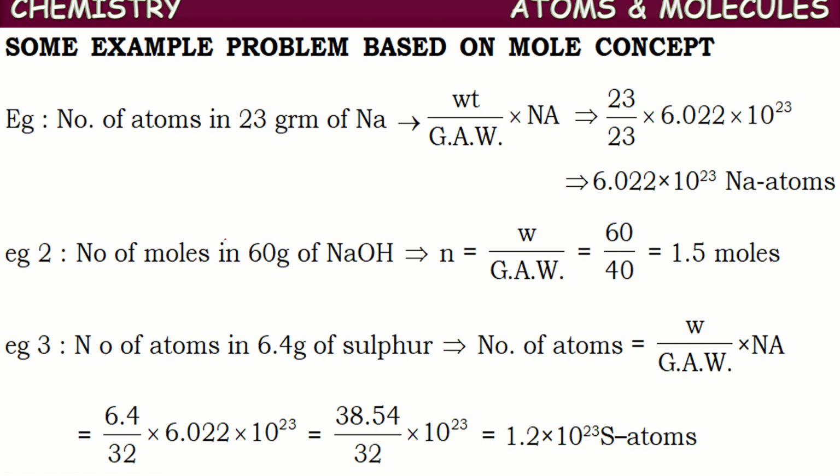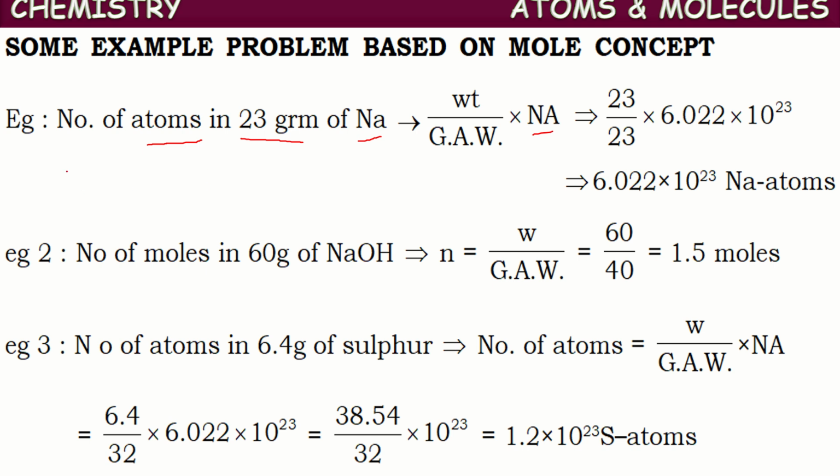Now, some more example problems based on the mole concept. Number of atoms present in 23 grams of sodium. See here, we need to identify first whether it is atoms or molecules. So, the number of atoms in 23 grams of sodium. We need to find the number of atoms. The formula is weight by gram atomic weight into Avogadro number.